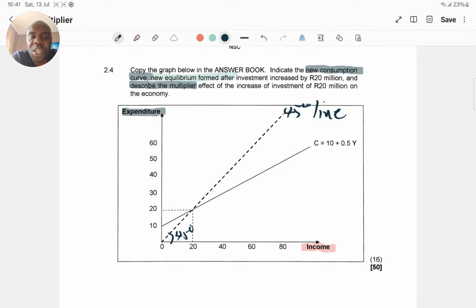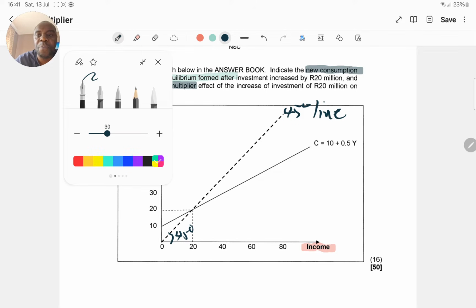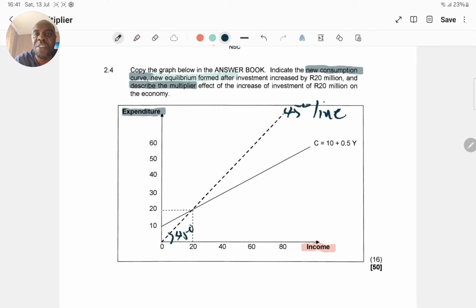Now, what is the consumption curve all about? The consumption curve shows us the total consumption expenditure within the economy. Let's start with the first one that has been given by the examiner. This 10 that you see here is called autonomous consumption.